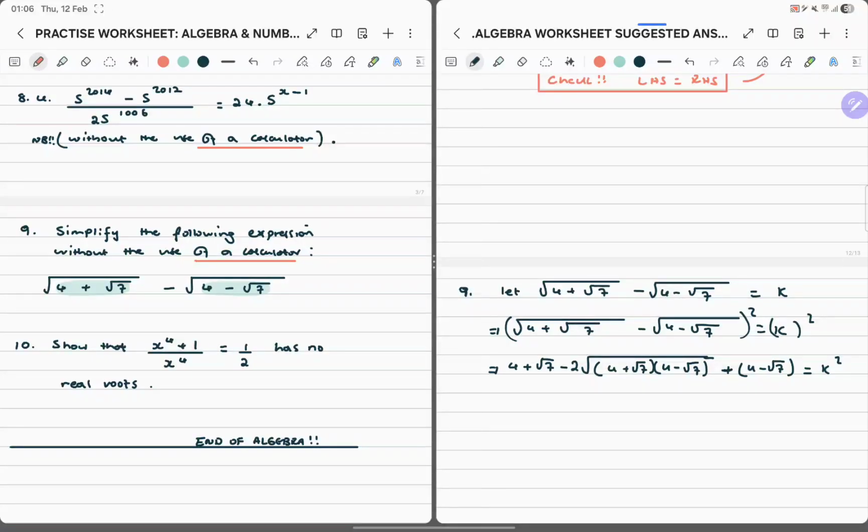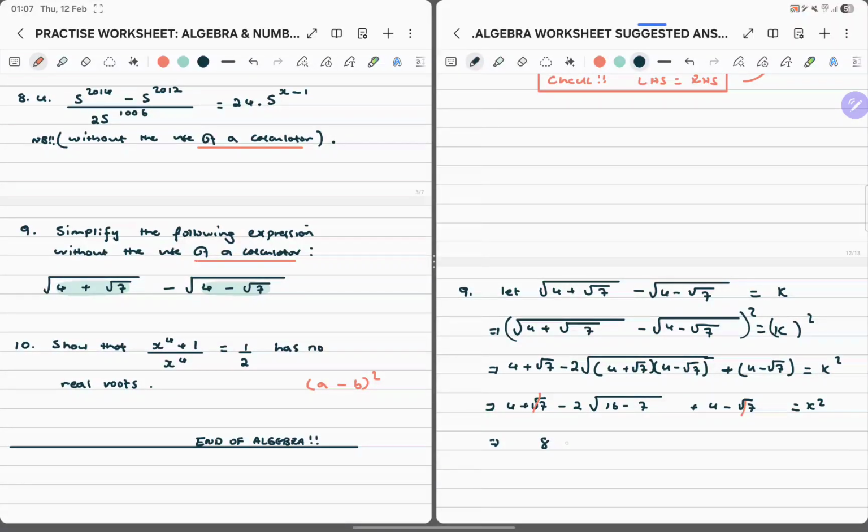You know that this is going to be 2, right? Because you know, when you've got a minus b all squared, these ones are going to be 2. So let's start again. So we're going to end up with 4 plus root 7 minus 2 root. This is going to be 16 minus 7 plus 4 minus root 7 equals k squared. And of course this still happens, nothing changes.